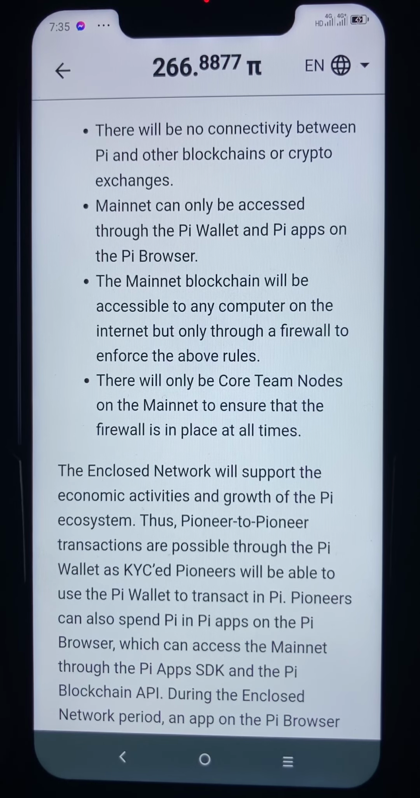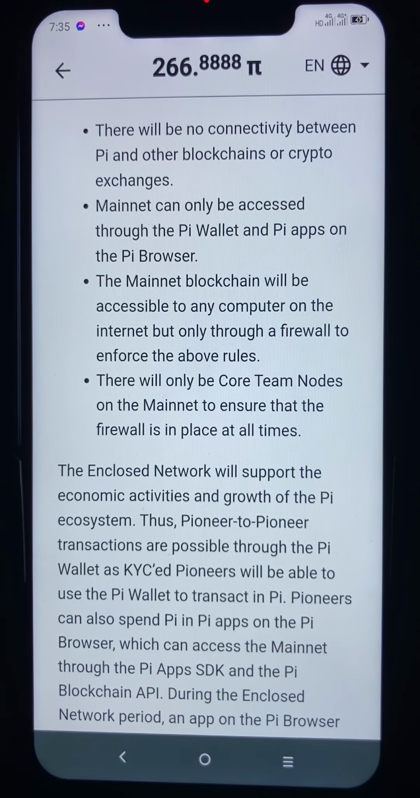So, okay, yun lang. Yung mga magagamit nyo lang is yung Pi wallet nyo, hindi nyo matatransfer yung anything in your Pi wallet to another wallet. Kasi nga, closed. So, then the mainnet blockchain will be accessible to any computer in the internet, but only through a firewall to enforce the above rules. So, ma-access natin yung mainnet blockchain, pero firewalled siya.